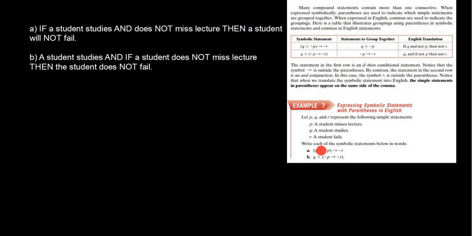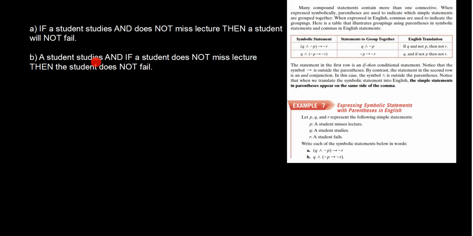Looking here again, we're just reading this left to right, and we see that we have the Q and not P bunched up. Okay, so it's Q and not P. But I'm starting off because I have an if-then statement here. My entire problem is an if-then statement. So I'm going to say if a student studies and does not miss lecture, and that's what Q and not P means, then, and of course, that's my arrow, a student will not fail, and of course, that's my squiggle R.